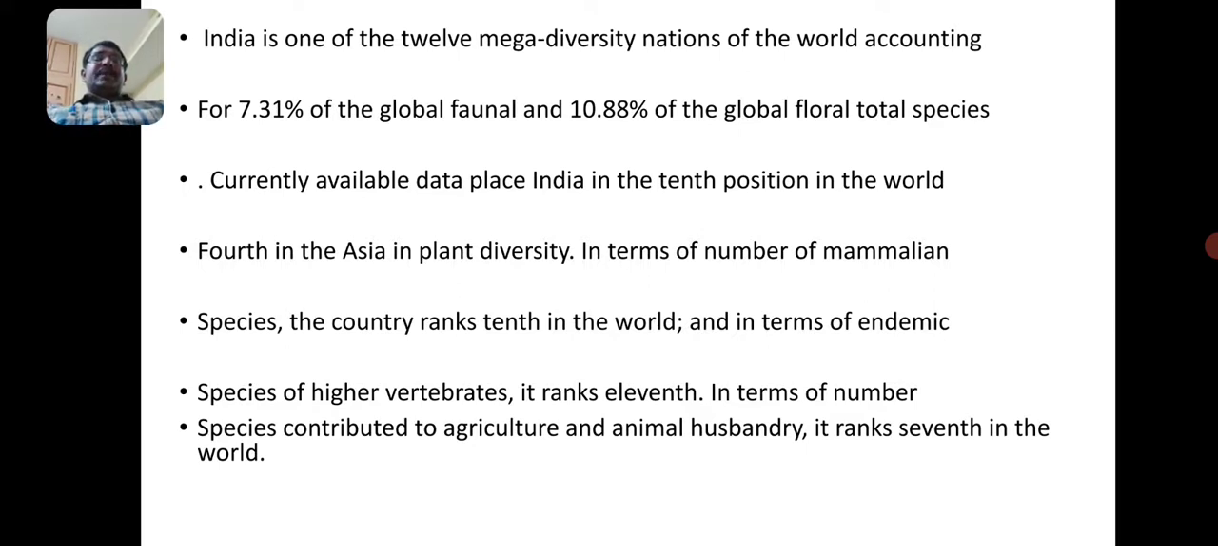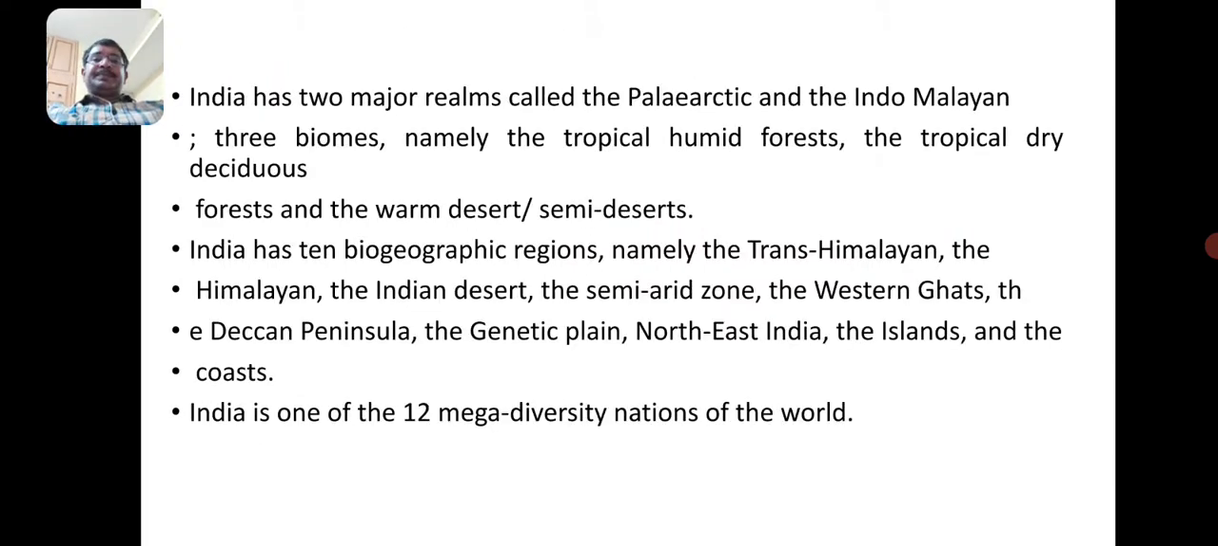In terms of the number of mammalian species, the country ranks 10th in the world, and in terms of endemic species of higher vertebrates, it ranks 11th. In terms of the number of species contributing to agriculture and animal husbandry, it ranks 7th in the world.